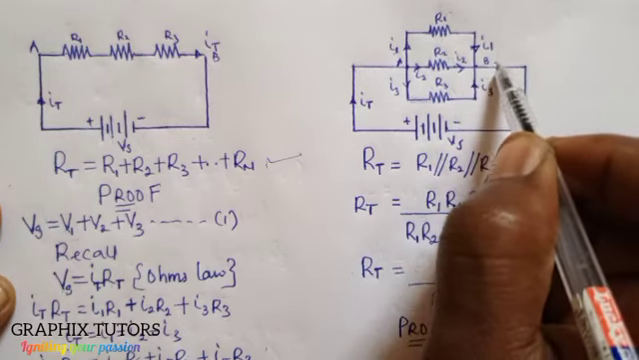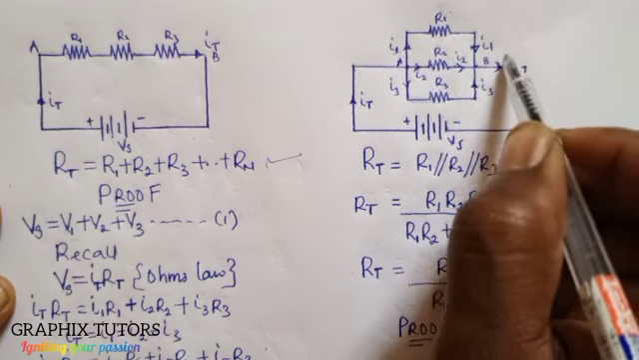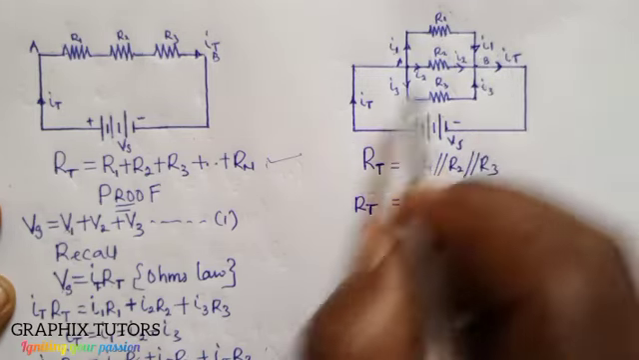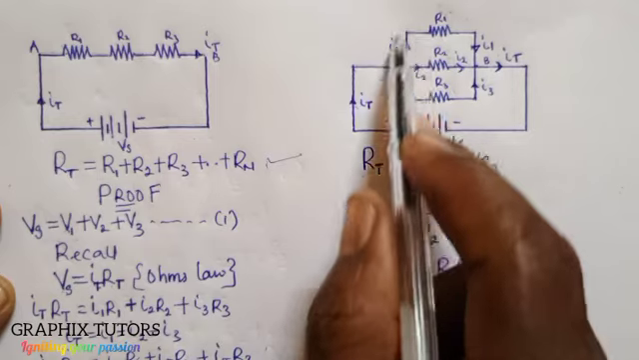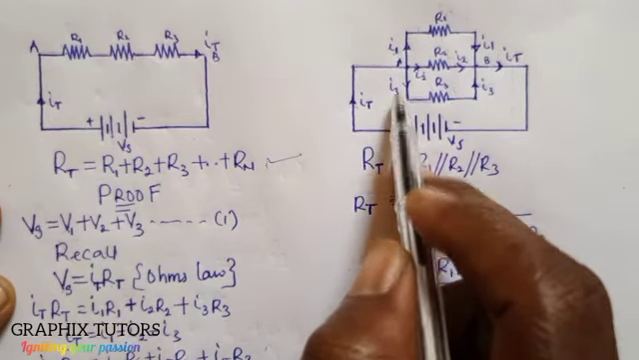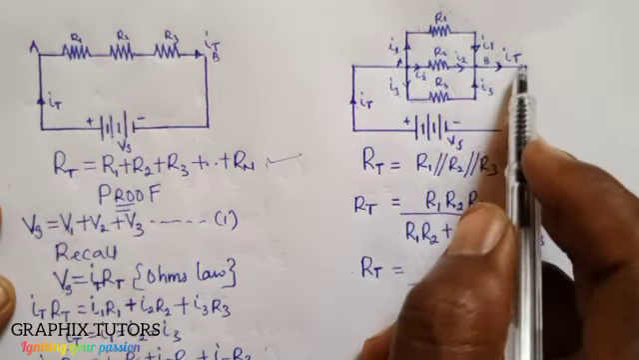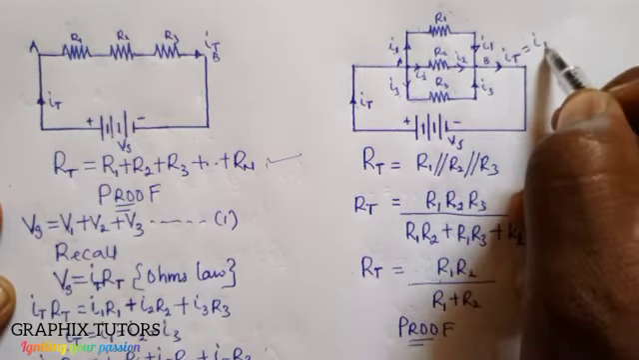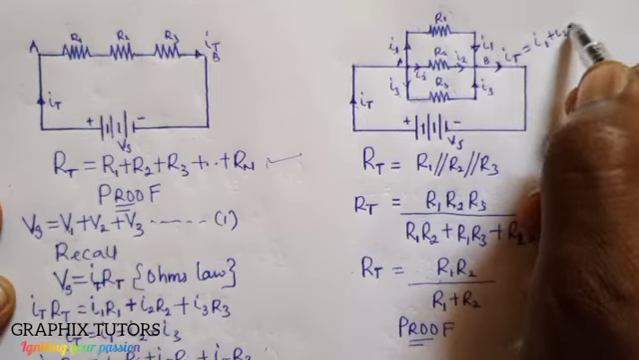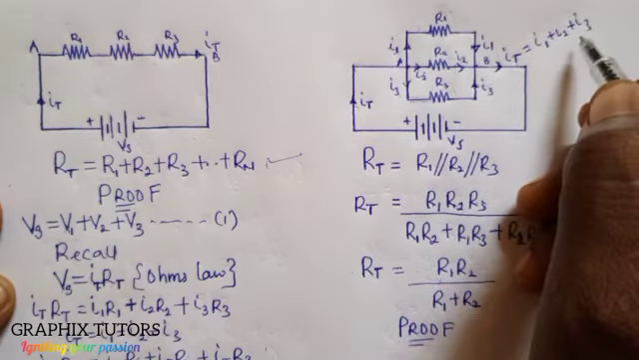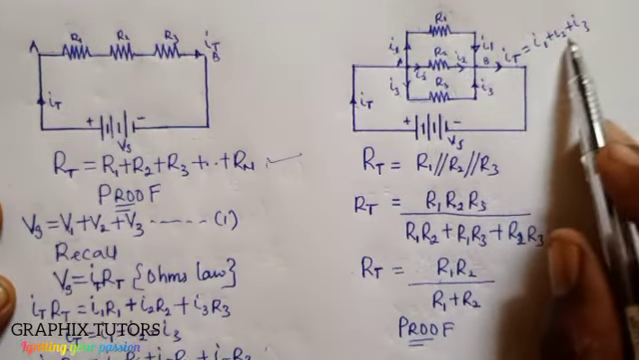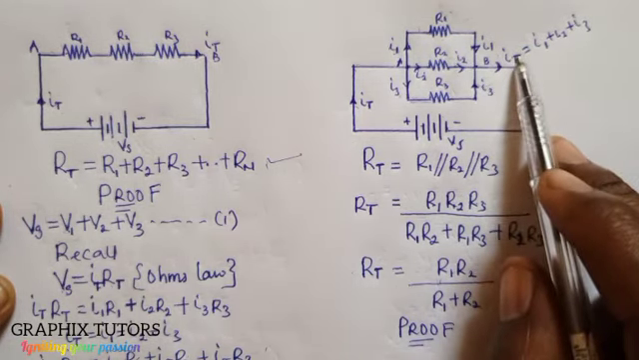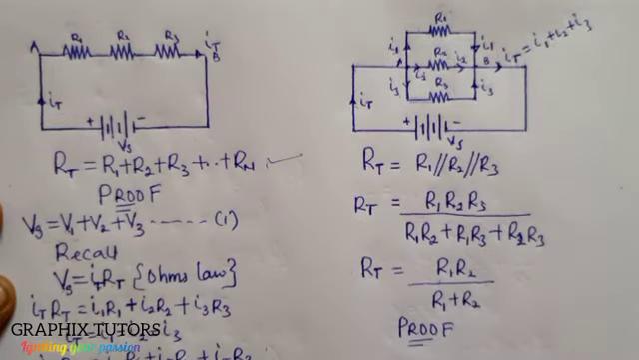So what will now be here when they meet will be my I total. Because initially it was I total that split into I1, I2, and I3, when they meet at this point, they become I total again. So it means that my I total is equal to I1 plus I2 plus I3, right? This is telling you that the different currents make up the total current in a parallel connection.